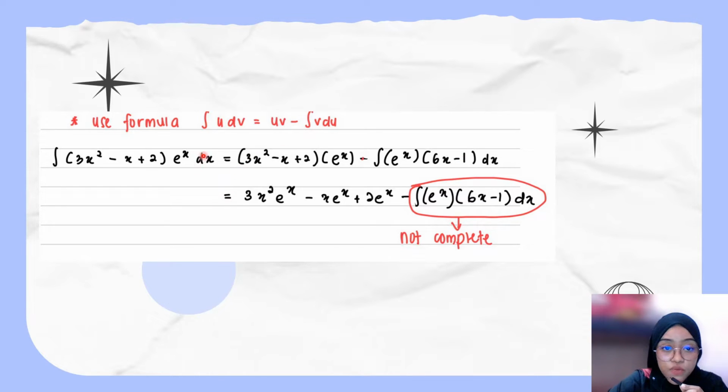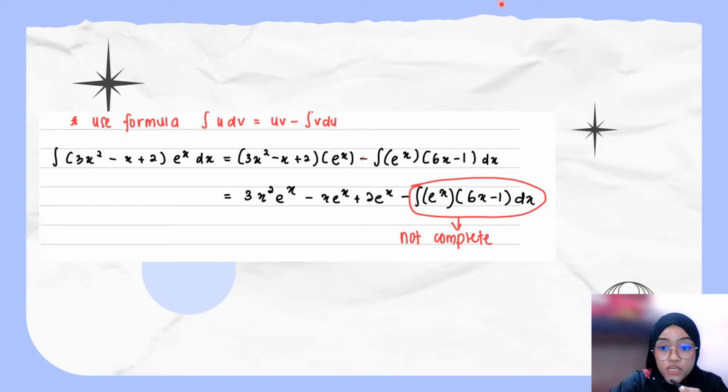After we multiply by e^x, we get 3x squared e^x, then x times e^x gives x e^x, plus 2 times e^x gives 2e^x, minus the integral of e^x (6x minus 1) dx. As you can see, it is not solved yet, because there is still an integral in this equation.